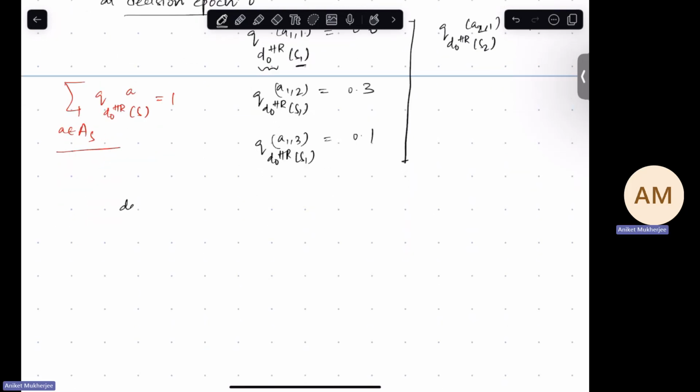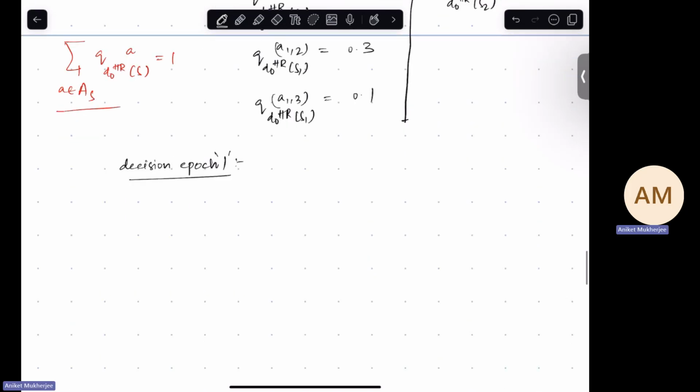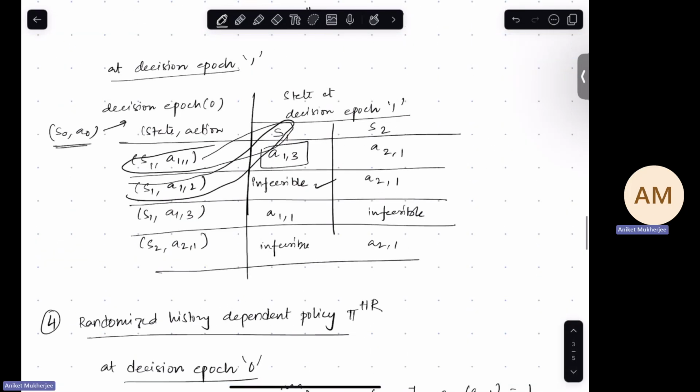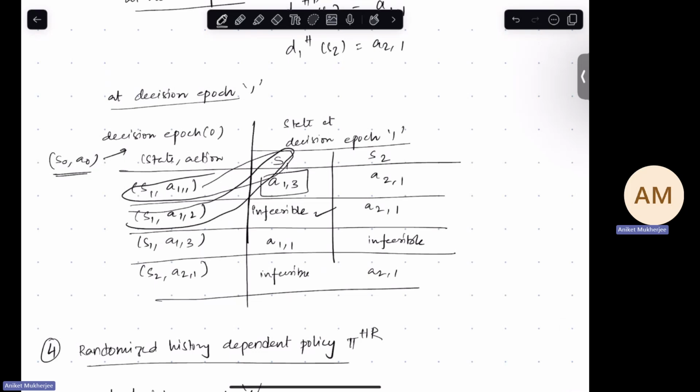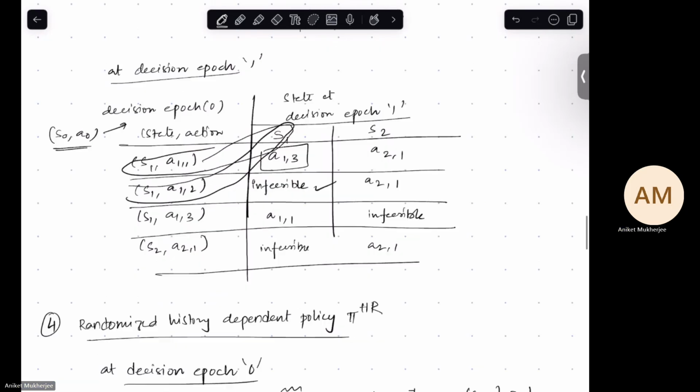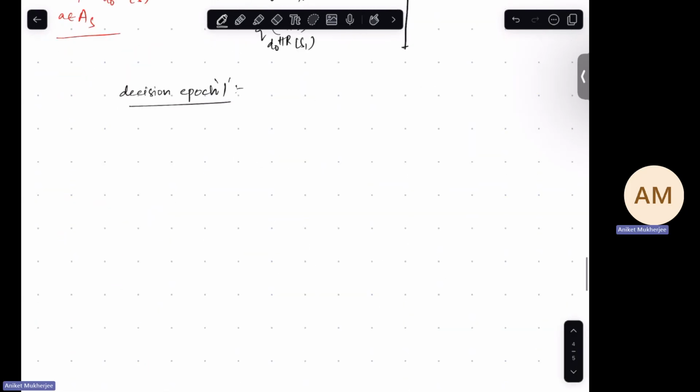Now, for decision epoch 1, again, you make a table in the same way you have made a table for deterministic history dependent policy, but instead of what actions you have, you are going to make a table on probability distributions. So how do you do that is you have your history, that is decision epoch 0.